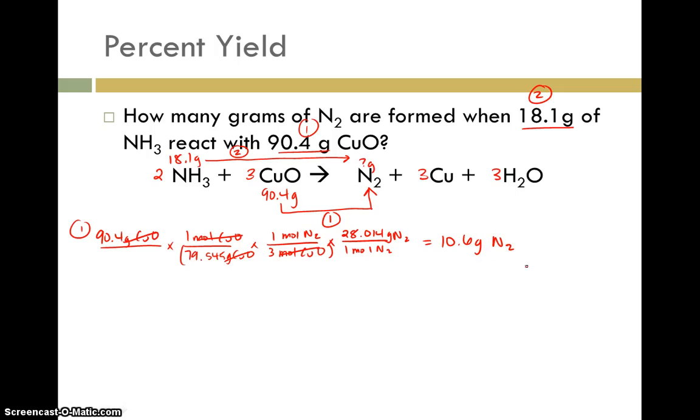We're now going to do the exact same thing, except we're going to use our NH3 now. So our second calculation, we're going to start with our 18.1 grams of NH3.